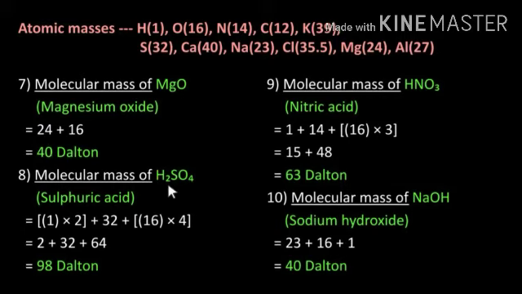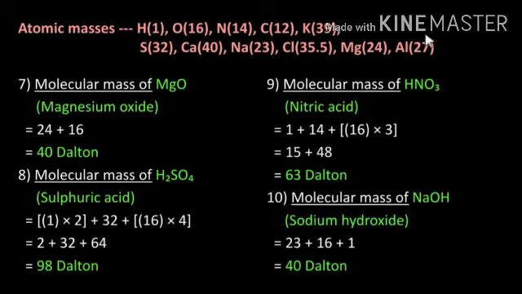Now next is of sulfuric acid, that is H2SO4. From this formula we can take atomic mass of hydrogen 1 taken 2 times, therefore 1 into 2 plus S, that is atomic mass of sulfur is 32, plus oxygen having atomic mass 16 taken 4 times, therefore 16 into 4. Therefore 1 into 2 is equal to 2, 32 is taken as it is, and 16 into 4 is equal to 64. Therefore this summation will be equal to 98 Dalton.